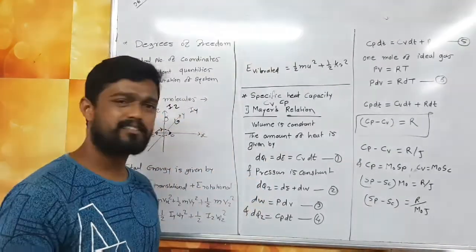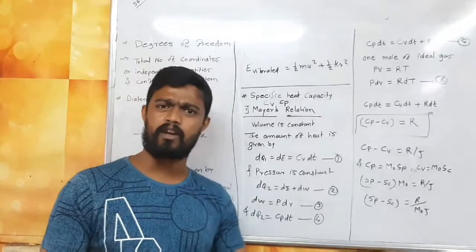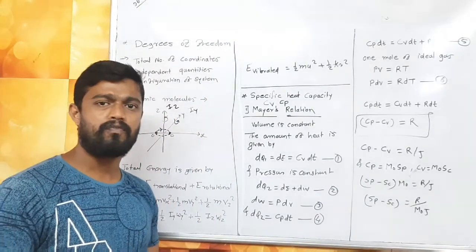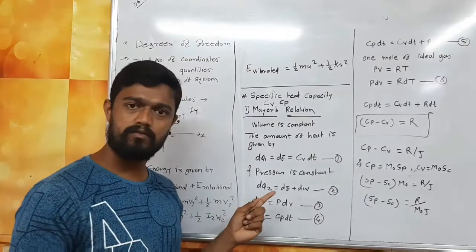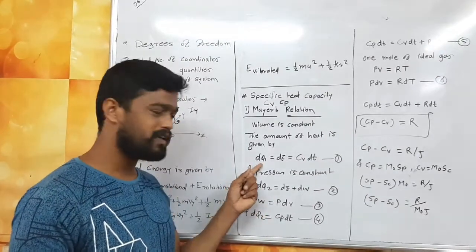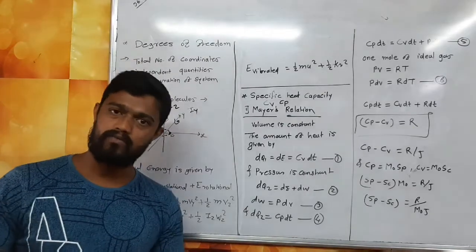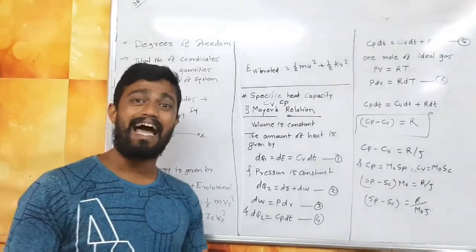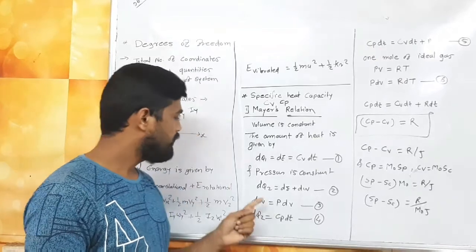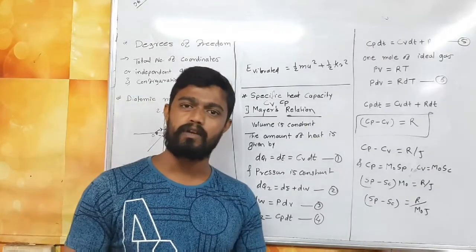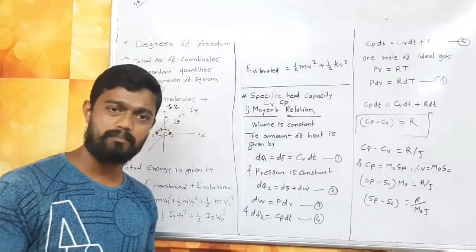Okay, so next, when pressure is constant, then what happens? Then my amount of heat is dQ2. dQ1 is defined as the amount of heat of a gas at constant volume. dQ2 is defined as the amount of heat of a gas at constant pressure.